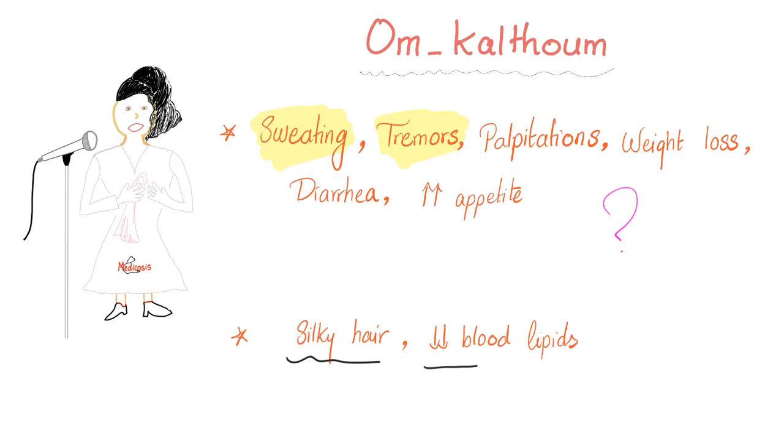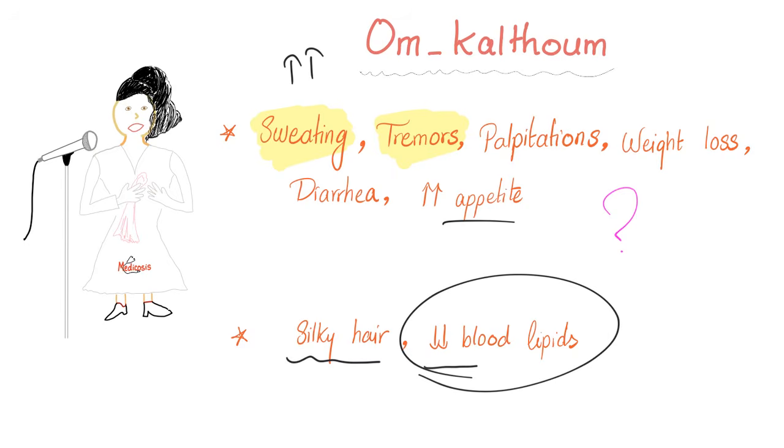Too much thyroid hormone, too much metabolism. Everything is working like crazy. I'm sweating, increased tremor, increased palpitation. Weight loss, why? Because of increased metabolism. Diarrhea, why? Because of increased motility of the GI tract. Everything is increased, but the blood lipids are decreased. Why? Because we are increasing the rate of their breakdown.